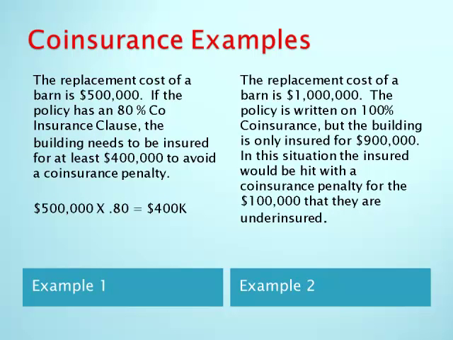The replacement cost of a barn is $500,000. If the policy has an 80% coinsurance clause, the building needs to be insured for at least $400,000 to avoid a coinsurance penalty. On example 2, the replacement cost of the barn is $1 million. The policy is written on a 100% coinsurance, but the building is only insured for $900,000. In this situation, the insured would get hit with a coinsurance penalty on the $100,000 that they're underinsured. So it's really important to know what kind of coinsurance you have on your policy, and to make sure your buildings are insured up to replacement cost values.